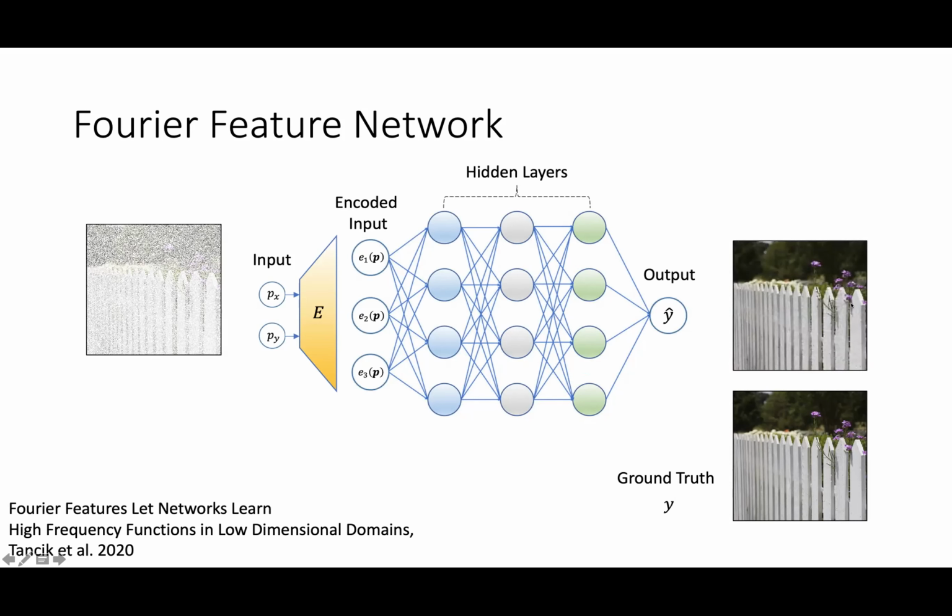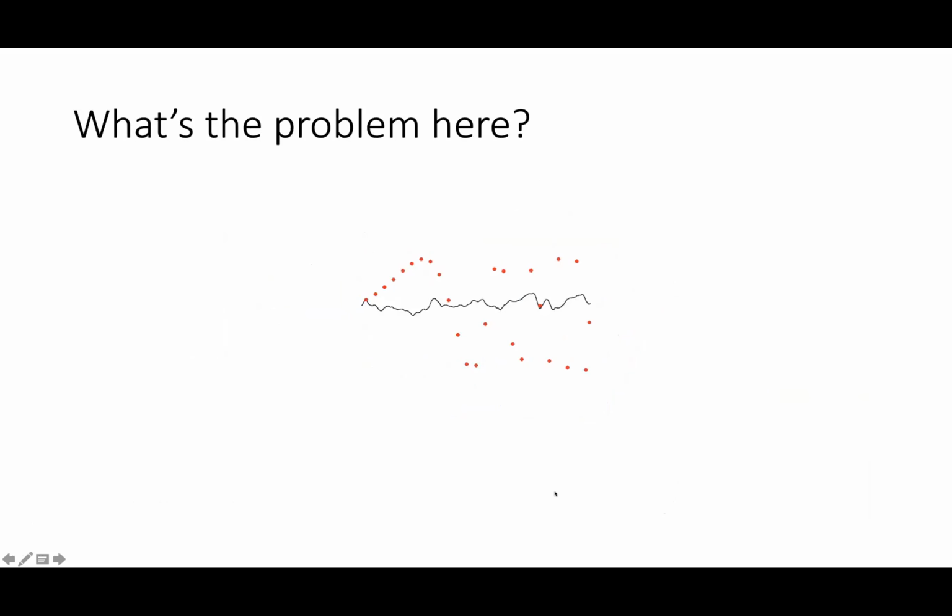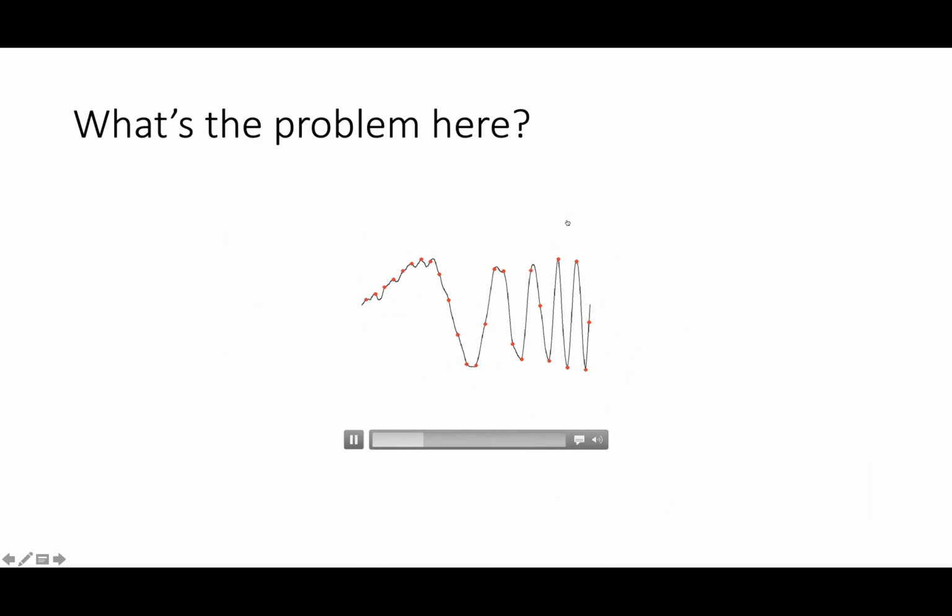But we have a problem. You can see that although we get here a better reconstruction of the image, we still have some fluctuations. Things are not as smooth as we want. Let's see with the one-dimensional case what the problem is. If you learn with the Fourier features, you can see that although the Fourier features are able to learn the high frequencies in a nice way, you don't get nice smoothness with low frequencies.